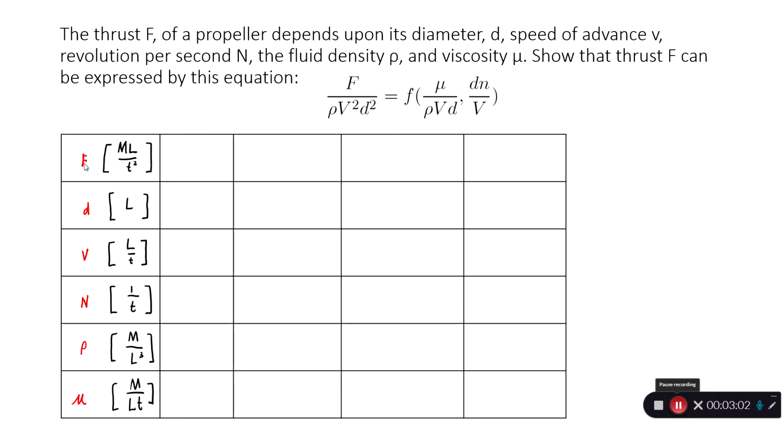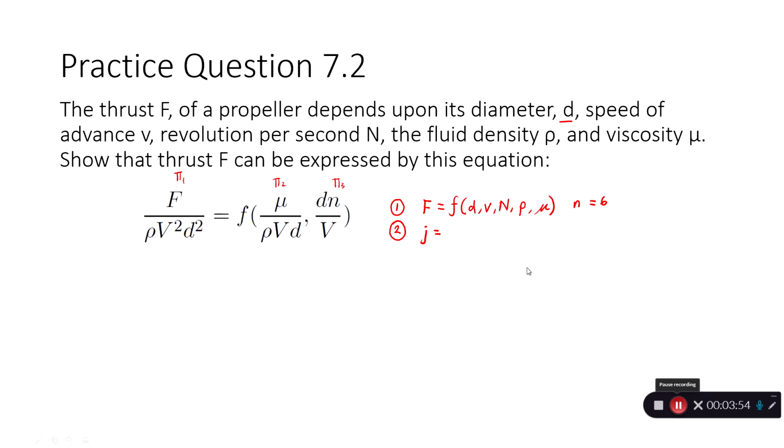Okay, so here for force, of course we know it's kilograms meter per second square. Diameter is length, velocity is length over time, revolution per second, okay, so this is 1 over time because revolution does not really have a dimension, just like radians. And then density is of course mass over cubic length, and dynamic viscosity is mass over LT, kilograms per meter second. Okay, so after this we check first how many primary dimensions are here. So there's mass, length and time, so that's 3 primary dimensions. So we go back here and we write 3. So we have 3 primary dimensions.